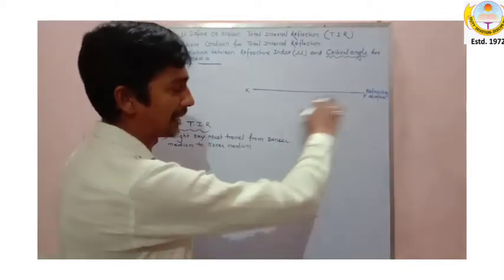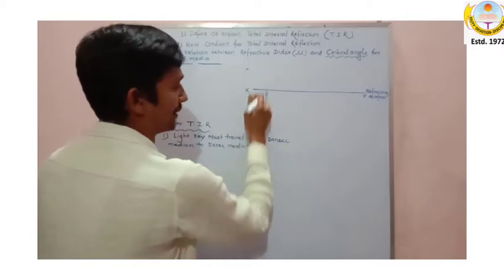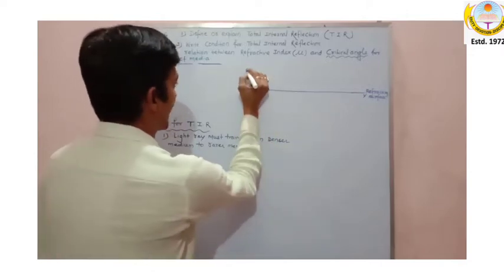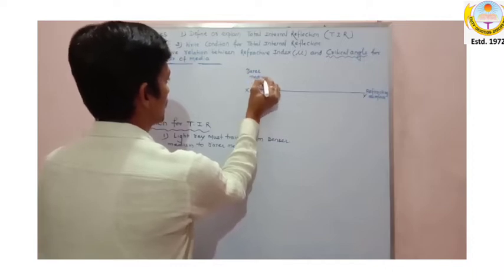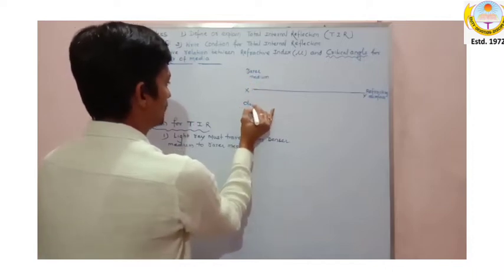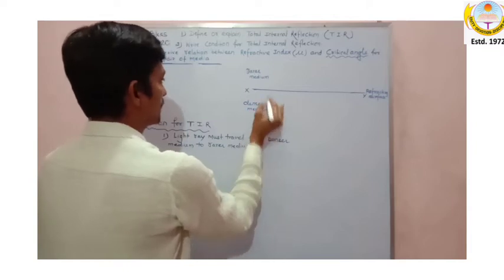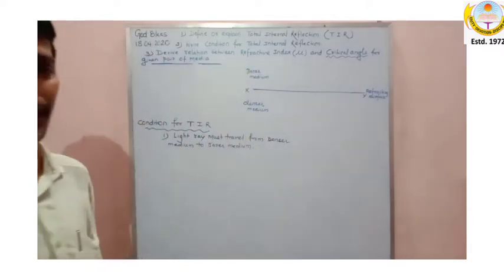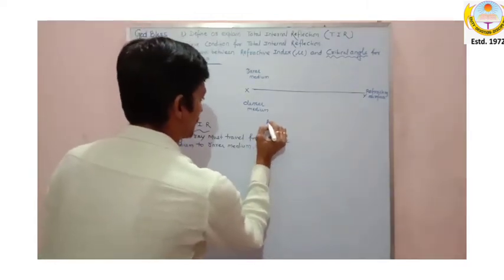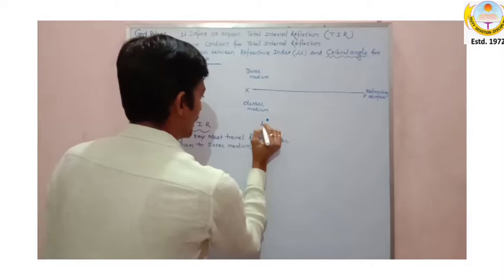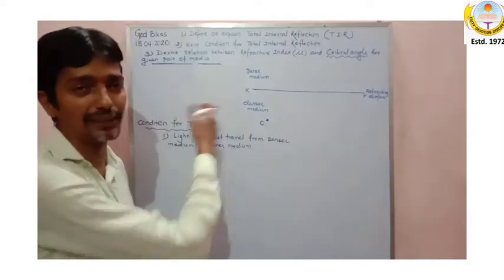So my dear, I have taken the refracting surface, and this refracting surface separates the two media, that is rarer medium and denser medium. So you can see these two media here. And now my dear, assume that here is the object, placed in the denser medium, you can see.